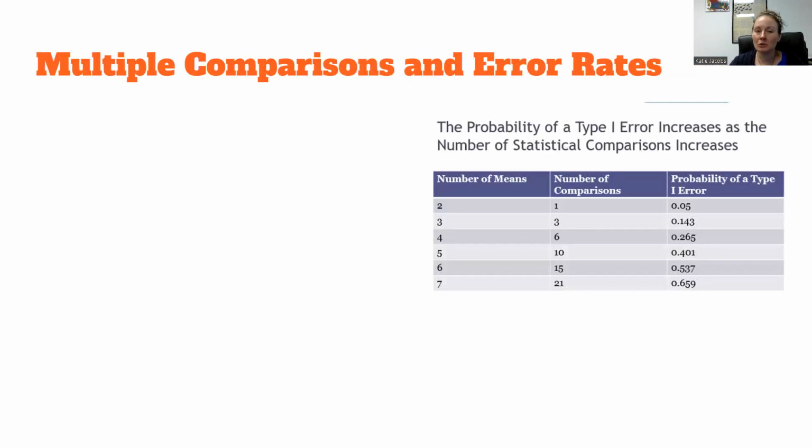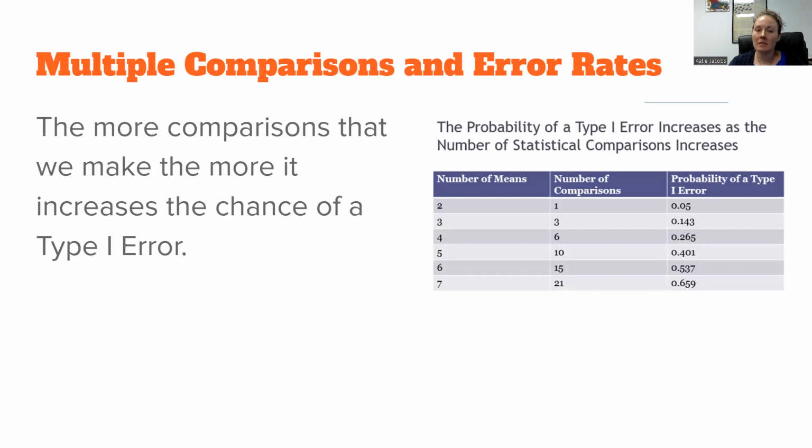Also, multiple comparisons and error rates. The more comparisons that we make, or the more statistical analyses that we run, it increases the chances of making a type 1 error. If we run one statistical analysis, and we have an alpha level of 0.05, the probability of making a type 1 error is 0.05. Now, if we make 3 comparisons, it goes up to 0.143 or 14.3%. We make 6 comparisons, it's a 1 in 4 rate of having a type 1 error.